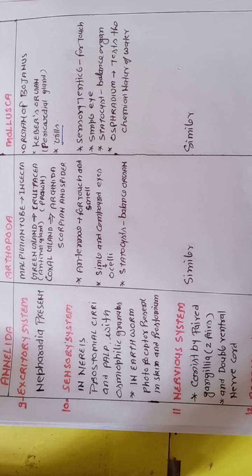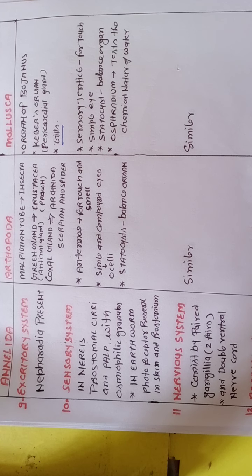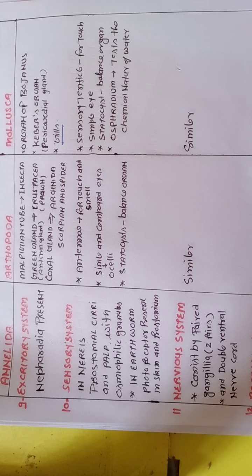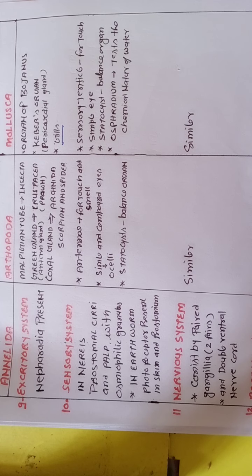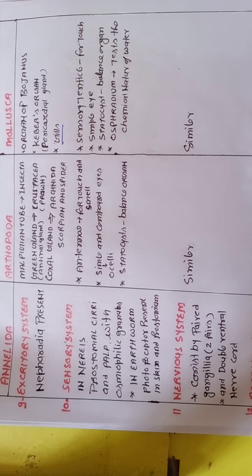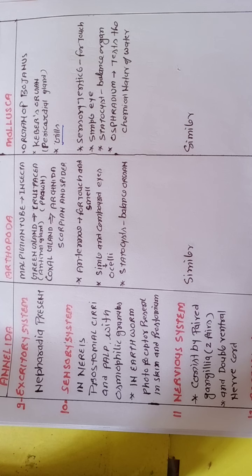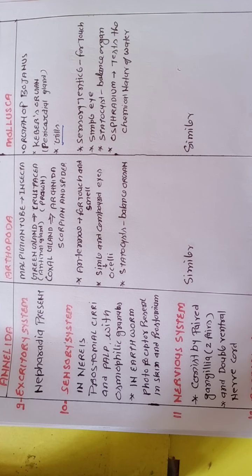After that, in the earthworm, photoreceptors are present in the skin and prostomium. More photoreceptors are present in the prostomium. Due to this, the earthworm can understand whether it is daytime or night. Similarly, in Arthropoda, antennae are the main sensory organs, and antennae are sensitive to touch and smell. Simple eye and compound eye are present. These are photoreceptors. The simple eye is also known as ocellus, and with the help of ocellus there is no vision, they can only understand light or dark. But in the compound eye, mosaic vision is formed. Second interesting point, statocyst.